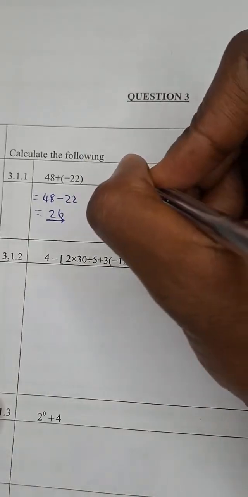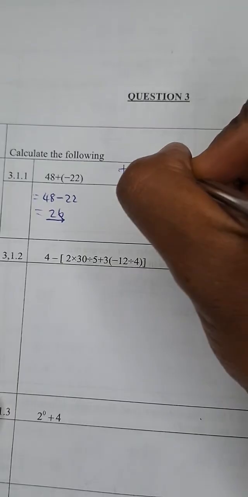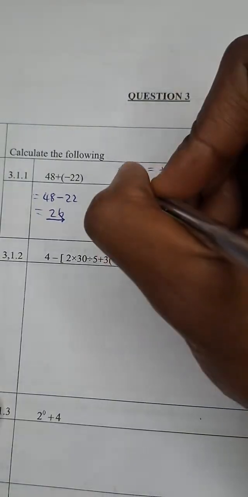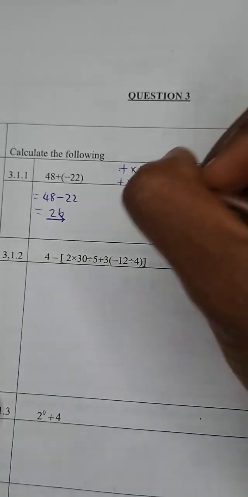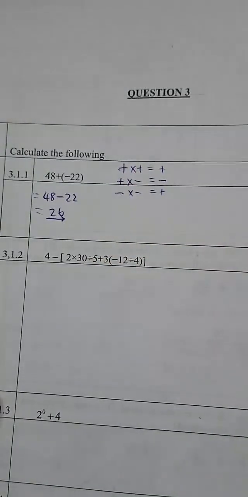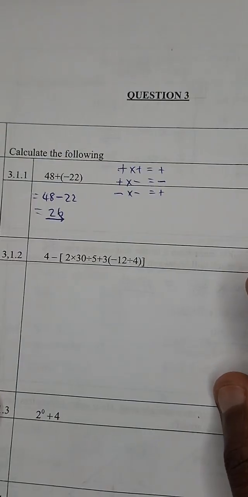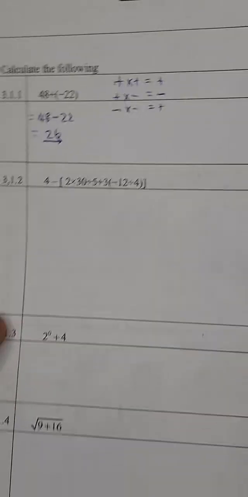You have learned in integers that a positive times a positive is equal to a positive. A positive times a negative is equal to a negative. A negative times a negative is equal to a positive. So by now you should know what you ought to do step by step. Let's move on to the next question.